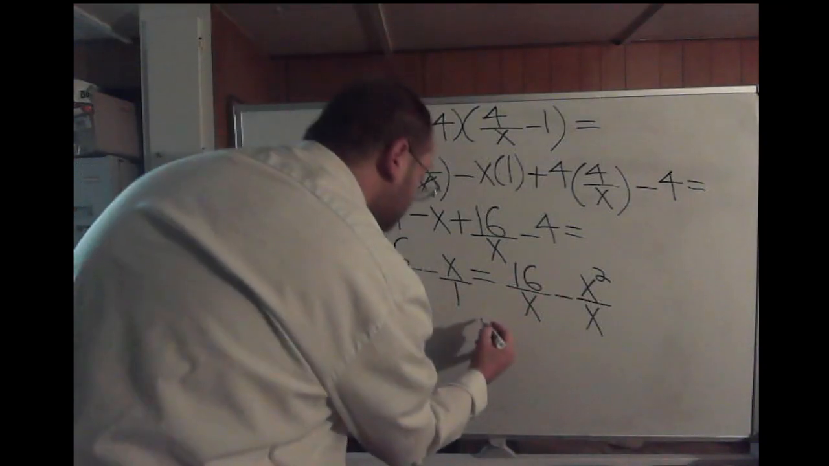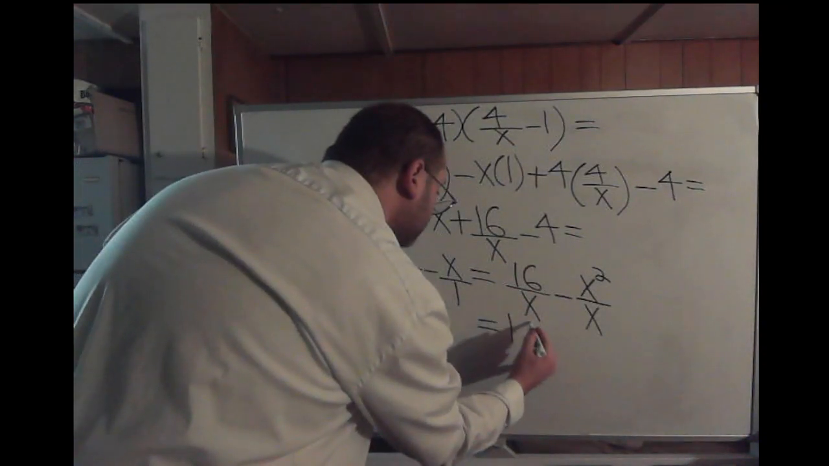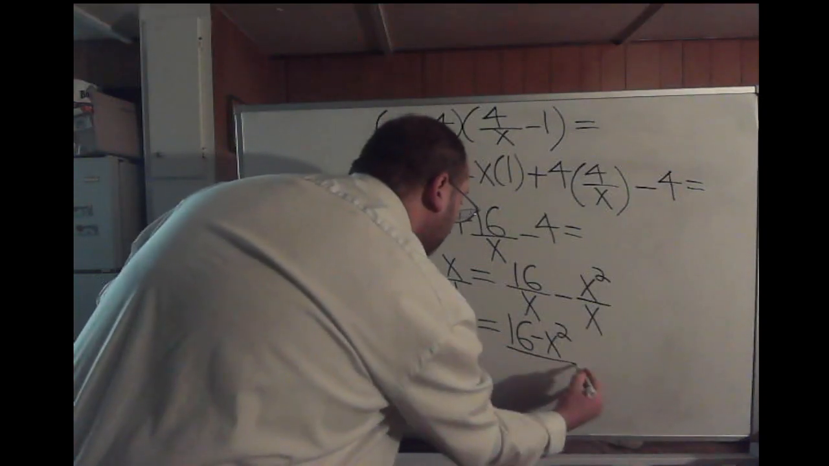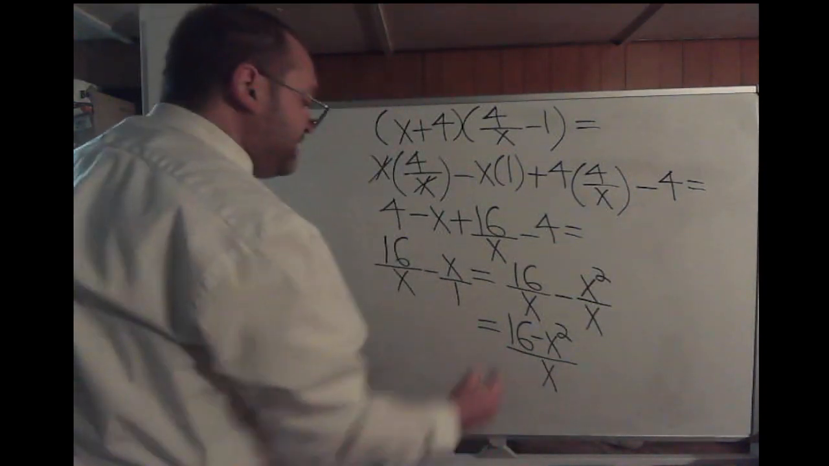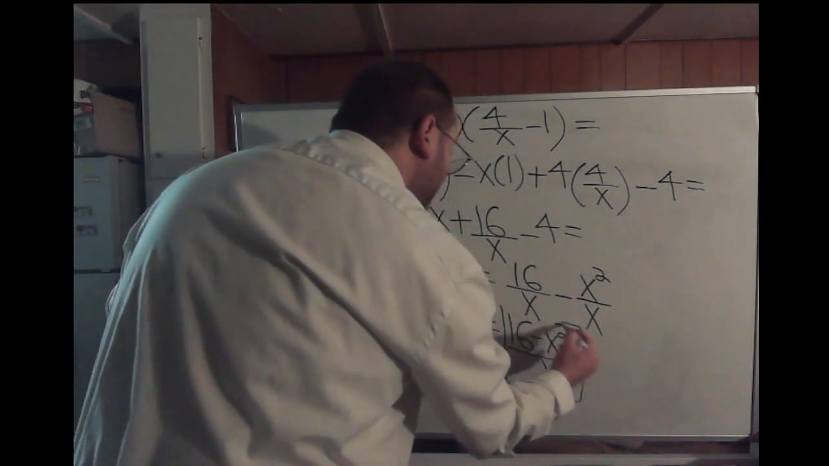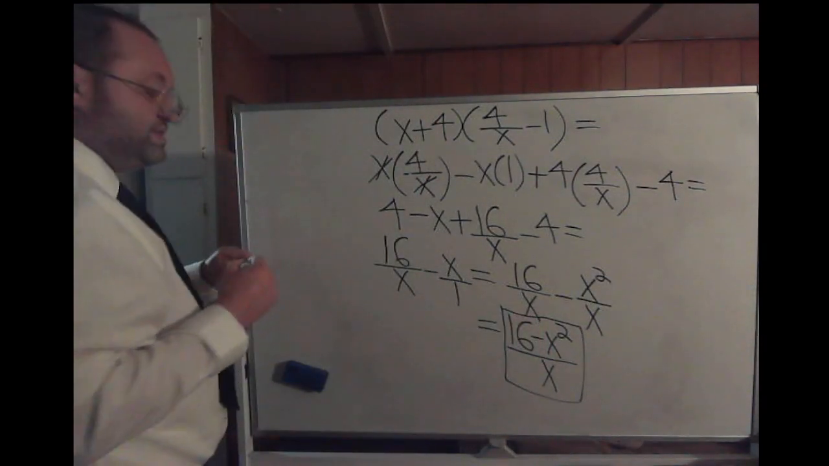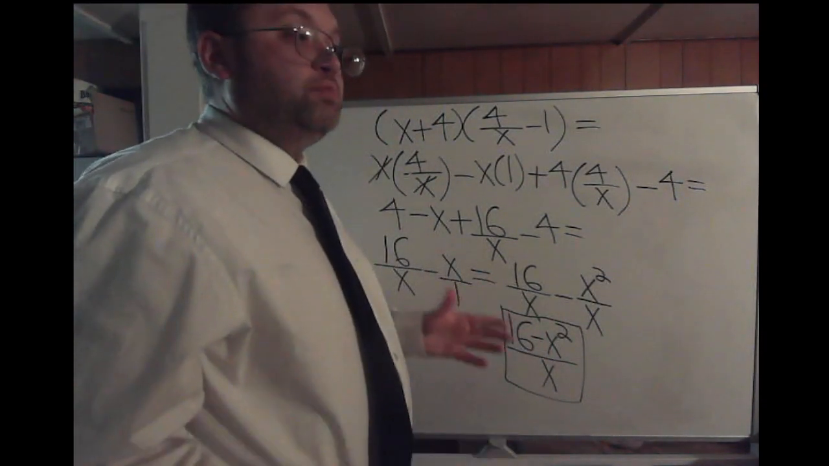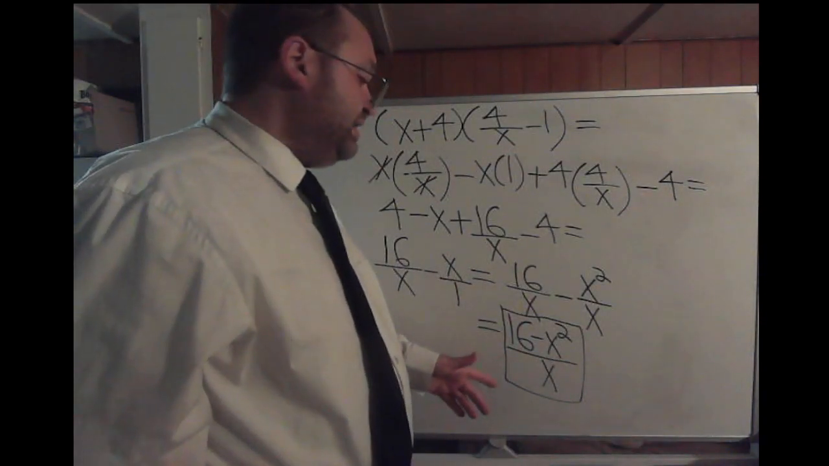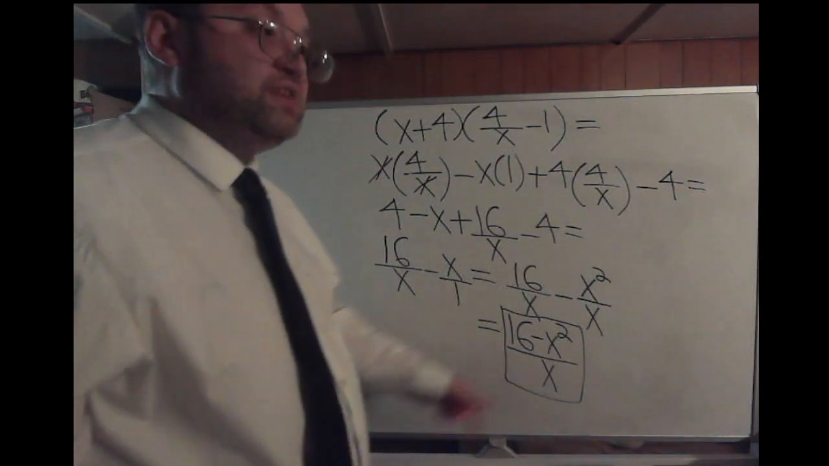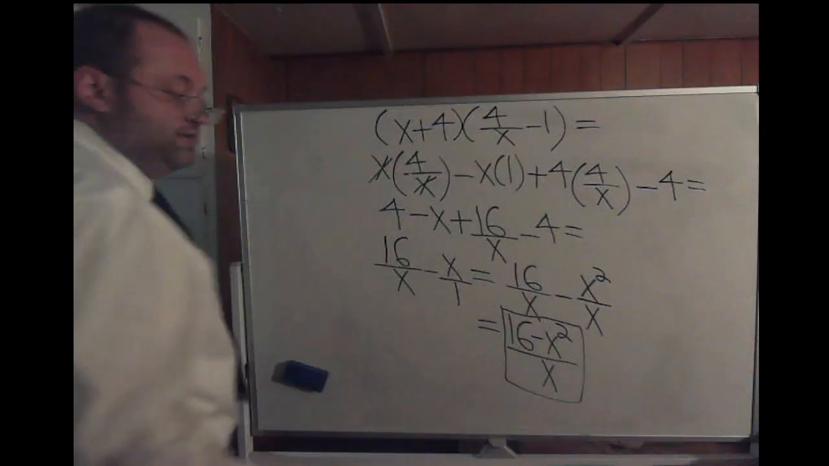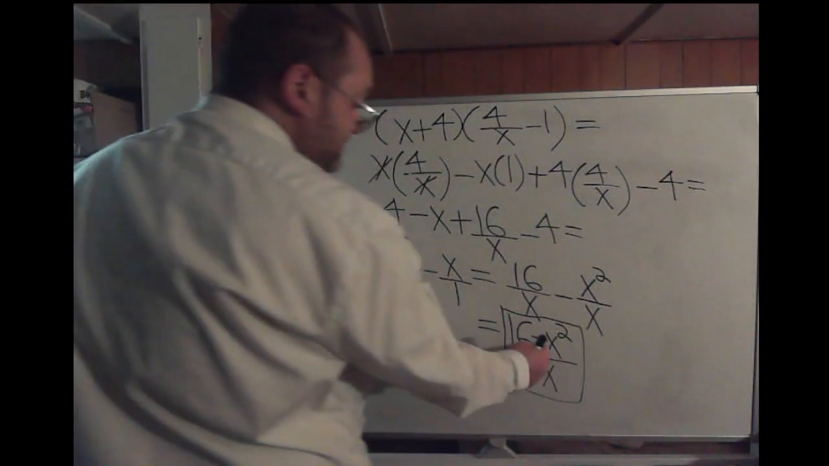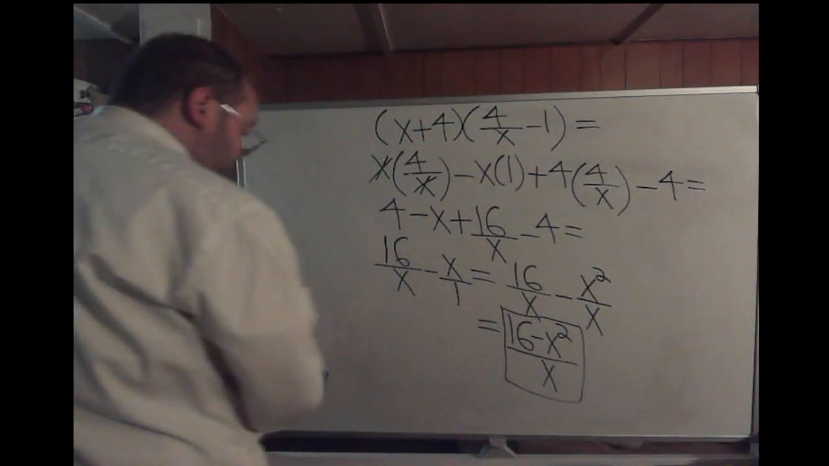So now we can do the subtraction. You'd end up getting 16 minus x to the second all over x, and you can leave your answer like that. Can you technically factor 16 minus x squared? Yeah, you would get 4 plus x times the quantity of 4 minus x, but that x in the denominator is not going to go away. So why do the extra work? That doesn't make any sense. The answer you get is 16 minus x to the second all over x.